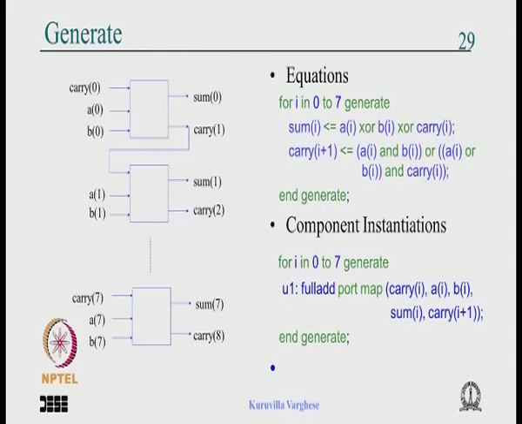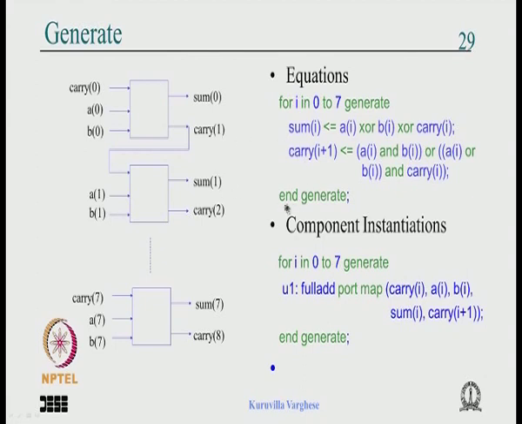So if the index is 0, then sum of 0 is nothing but A of 0 XOR B of 0 XOR carry 0. That is what is shown here, sum 0 is A0, B0 and carry 0, and carry I plus 1, that means carry 1, is nothing but A0 and B0, or A0 and carry 0, or B0 and carry 0, that is the meaning of it.